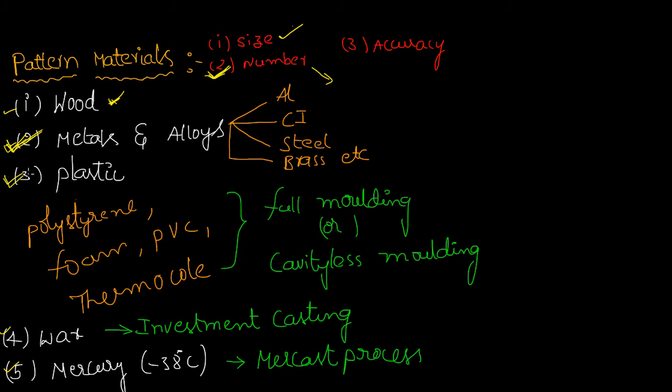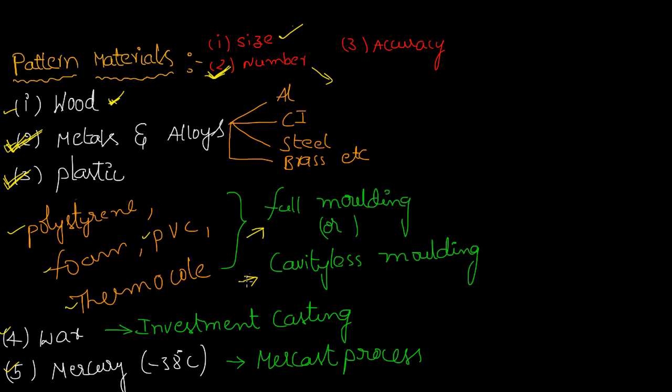Then come to plastics. There are various types of plastic materials: polystyrene, foam, PVC, and thermocol. There is a special thing about these. They will evaporate if the molten metal comes in contact with this pattern material. So there is no removal of the pattern from the mold cavity. Directly the molten metal is poured on the pattern. The pattern gets evaporated and converted into foam. So there is no removal of pattern material. That's why it is called cavityless molding or full molding. We will see this very clearly in later lectures.